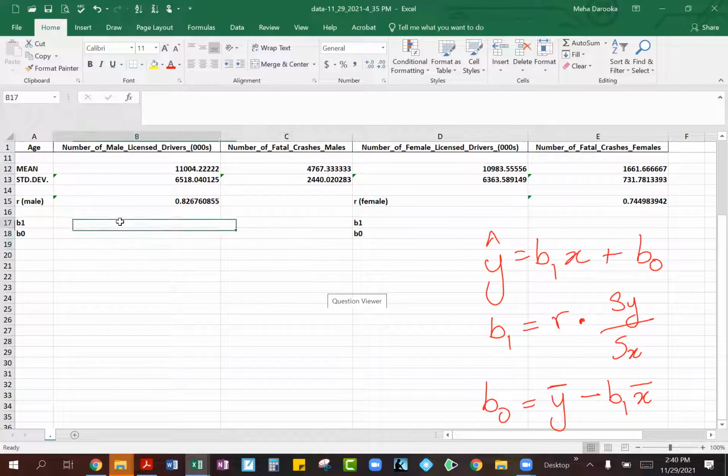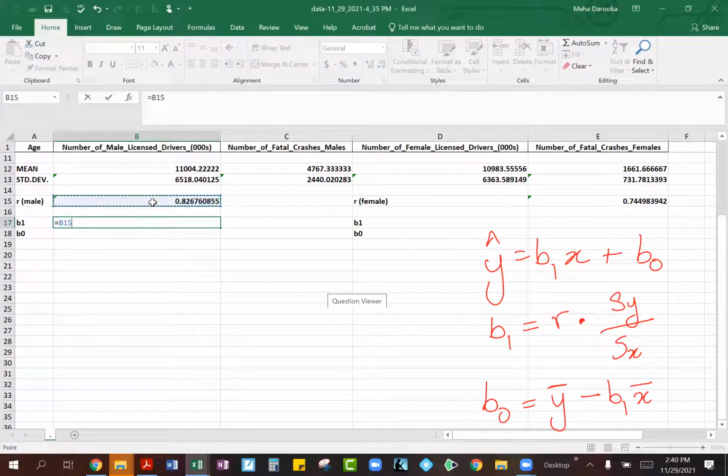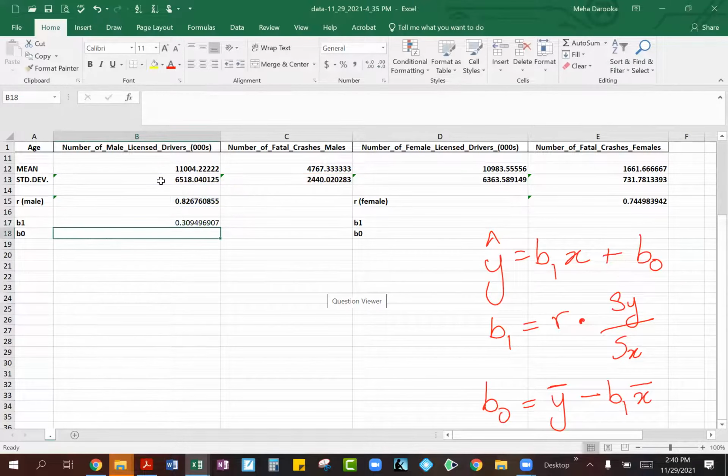Alrighty, guys. So this is where you now need to use the formula. So let's start with B1. So equal to, you first take that correlation coefficient number, multiply that by the standard deviation for the Y values, which in this case is going to be the fatal crashes. Divide that by the standard deviation of the X value, which in this case will be the licensed drivers. So just kind of keep that in track. If you need to make a little key so you remember which is your X and Y, you can do that also.